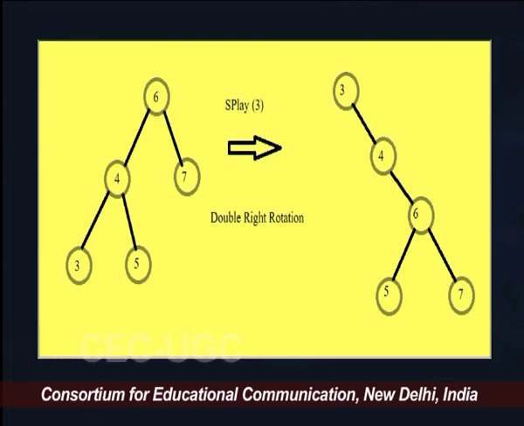In order to preserve the order of the nodes, 4 has become the right child of 3, 6 has become the right child of 4, while 5 and 7 are the left and right child of 6. Now you can also see the changes or effects in terms of change in height. That is also taken care of after some rotations.